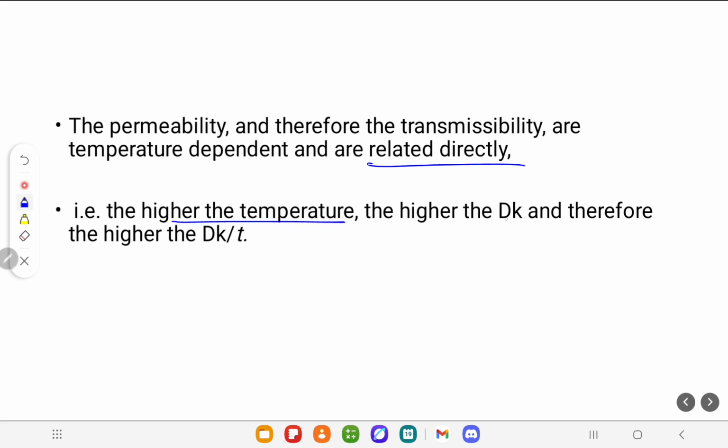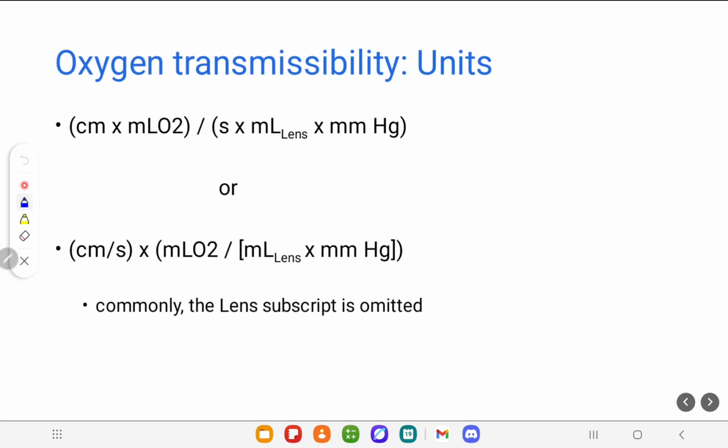That is, the higher the temperature, the higher the Dk goes, and therefore the higher the Dk/t goes. Because in Dk/t, the only difference is t, the thickness of the contact lens, and we know that contact lenses are not uniformly thick from center to periphery. For minus, the periphery is thicker. For plus, the center is thicker, isn't it? Yeah. So oxygen transmissibility, that's what I was telling.